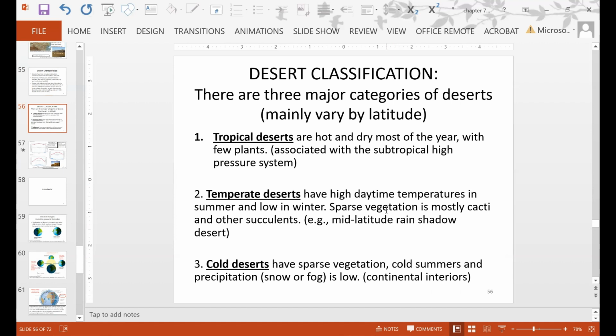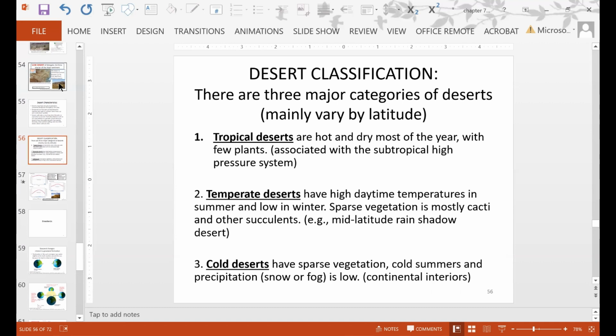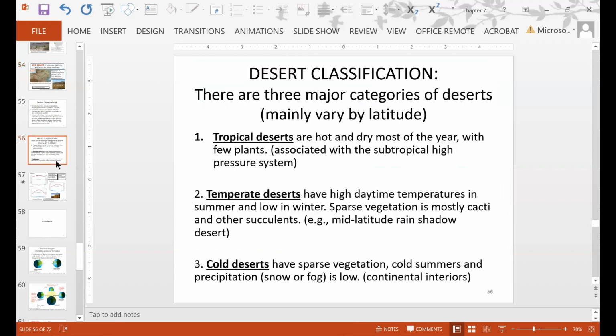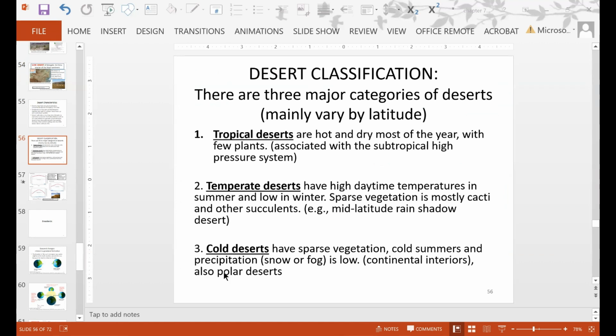And then your cold deserts have sparse vegetation, cold summers, and precipitation can even be snow or fog, but it's low amounts of precipitation. And the cold deserts are mostly your continental interiors, particularly in Asia. You also do have polar deserts as well. Okay, so I added polar deserts here as well.